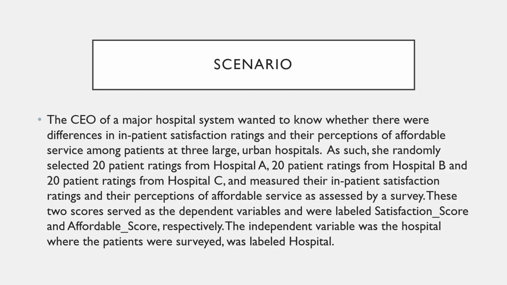The CEO of a major hospital system wanted to know whether there were differences in inpatient satisfaction ratings and their perceptions of affordable service among patients at three large urban hospitals. As such, she randomly selected 20 patient ratings from Hospital A, 20 ratings from Hospital B, and 20 from Hospital C, and measured their inpatient satisfaction ratings and their perceptions of affordable service as assessed by a survey. These two scores served as the dependent variables and were labeled satisfaction score and affordable score, respectively. The independent variable was the hospital where the patients were surveyed, and that was labeled hospital.